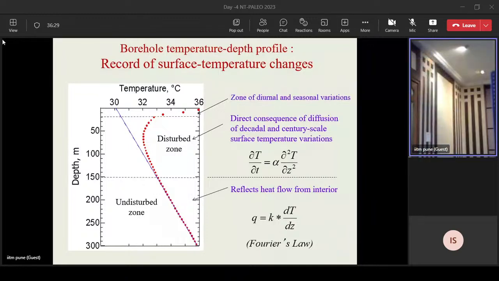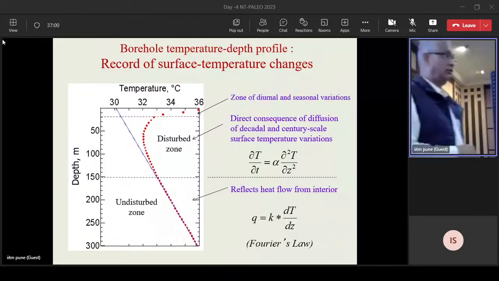So this is temperature, this is time, this is depth, and this is that parameter, thermal diffusivity alpha. Don't go into too much of that right now. But what I mean to say is that this is the zone where you have the diffusion of decadal to century scale surface temperature variations taking place. And therefore, this is the place where we are interested in this class. And below that, you have the Earth's steady state heat flow.